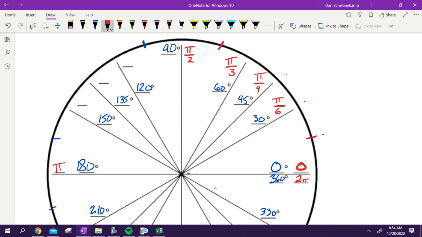120 degrees, that is 2 pi over 3, because this is 60. So if I add 60 to that, it'd be 120. That'd be 2/3. This is 3/3. You could do the same thing with 45 degrees. This is 1/4. So this would be 2/4. So this one right here would be 3/4.